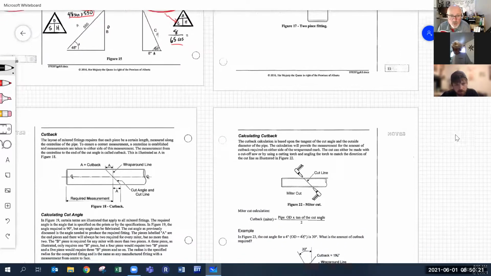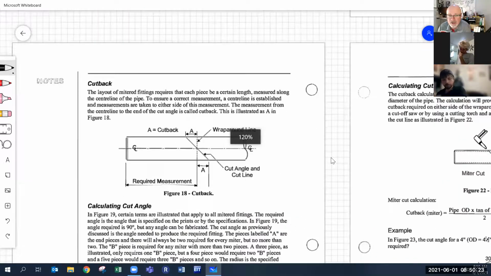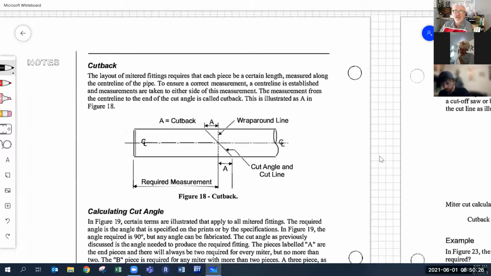We're going to have a look here at this cut back and layout. This layout shows us that we have a required measurement. Now, you would do your wraparound to get that perfect straight line right in this area. So we have to calculate what the cutback is, and the cutback is measurement A. And then you would take your cutting torch and cut along that line.